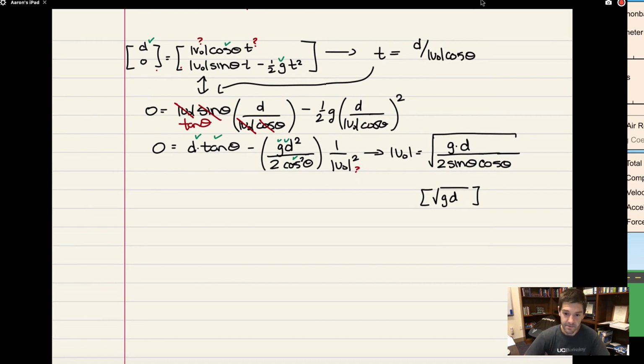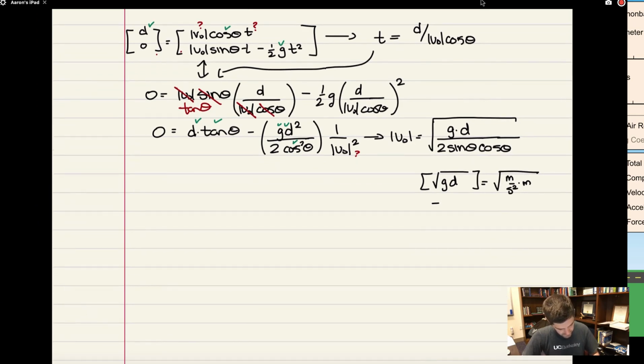So the only things that have units are g and d, so that whole thing in the square root better have units of meters per second. G is meters per second squared. D is meters, all in the square root. That is the same thing as the square root of meter per second all squared. That is indeed meters per second. So the units work out. So that's good.